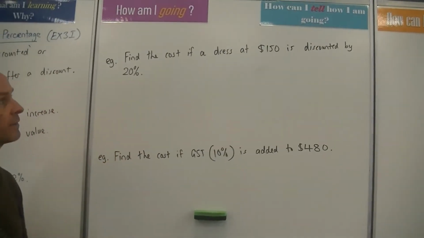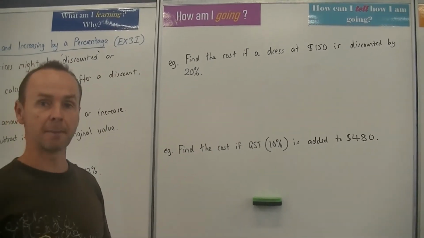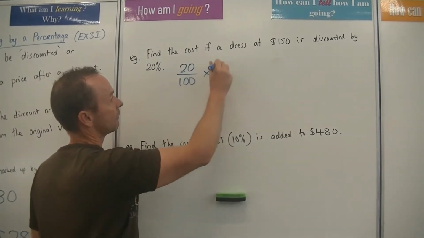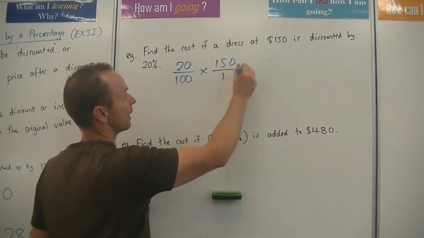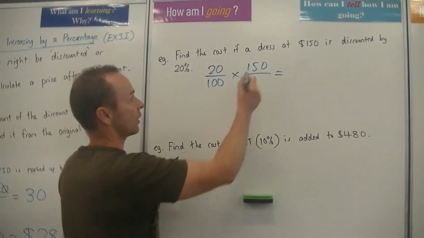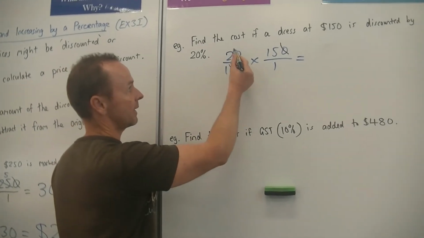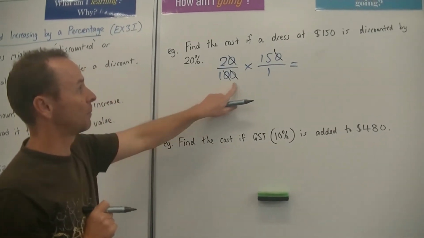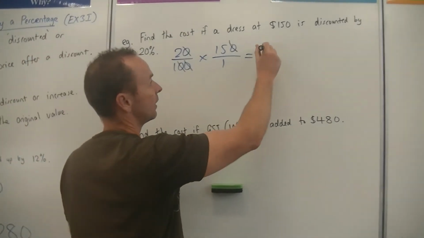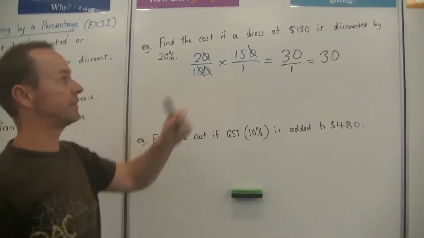Find the cost if a dress at $150 for the formal coming up, or whatever, is discounted by 20%. So let's work out 20% of that. So 20% of 150 over 1. Okay, there's our problem. Let's simplify it. I'm going to chop 10 from the top line with 10 from the bottom line. But I can also chop 10 from there with 10 from the top line. And on the bottom line, it's just 1 times 1, which is 1. And on the top line, we've just got 2 times 15, which is 30. So 30 over 1, which is 30. So the discount is $30.